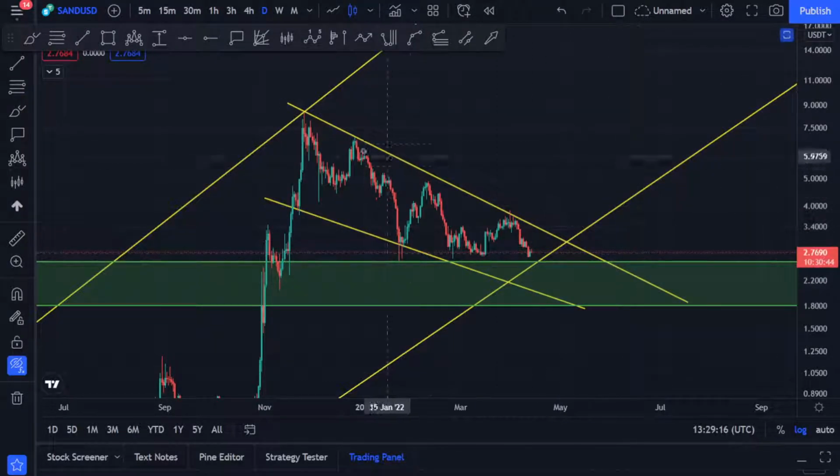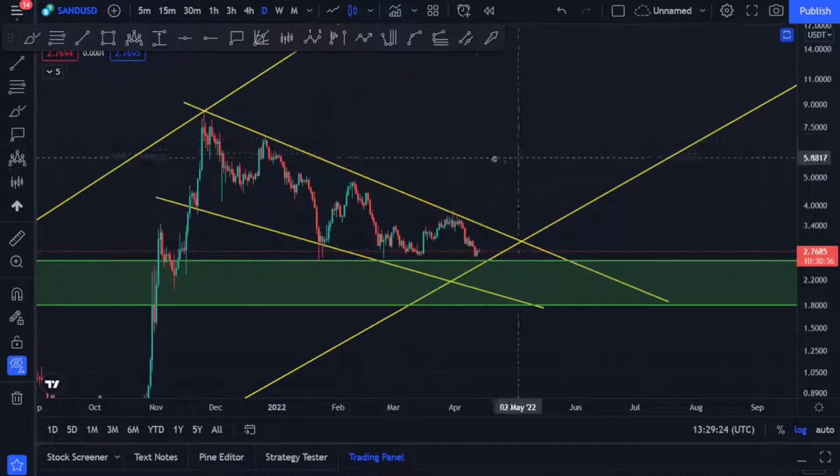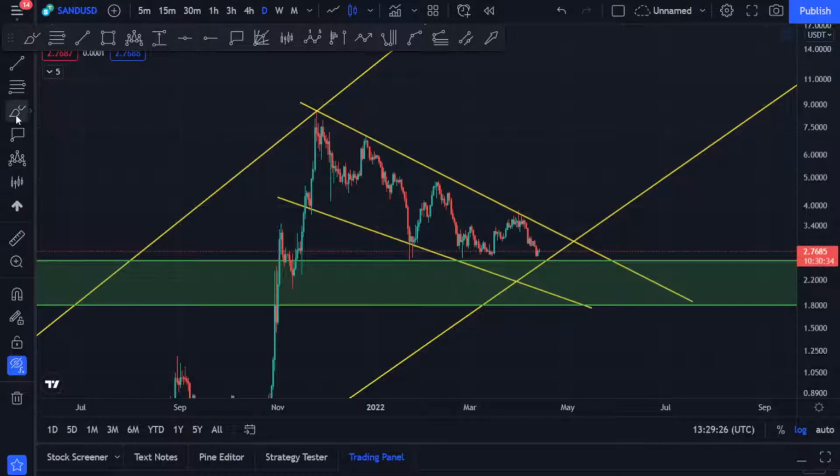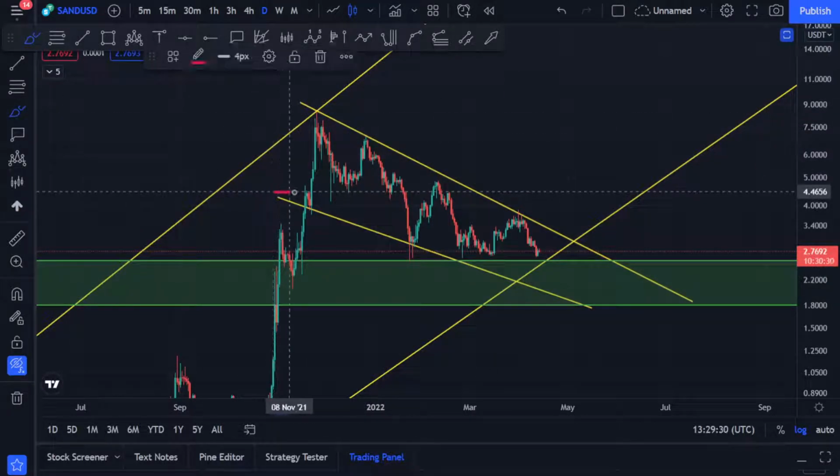Let's quickly cover Sand, because Sand is just sitting at these levels at the 260s, 270s. That's what it's doing, going up and down. Now with Sand, we know this in the past. Let's just analyze Sand really quickly.